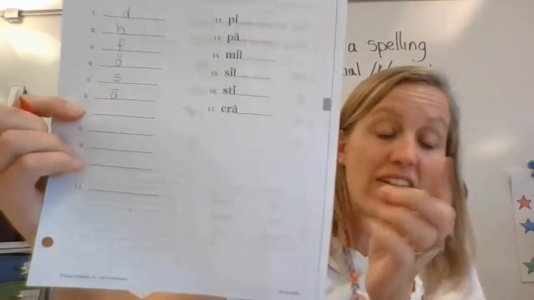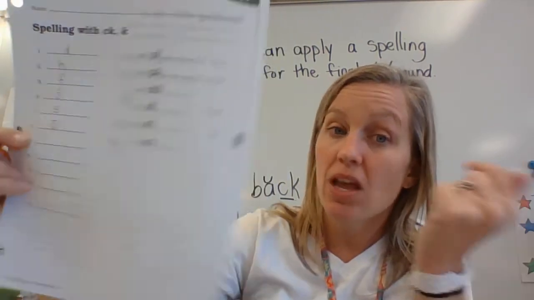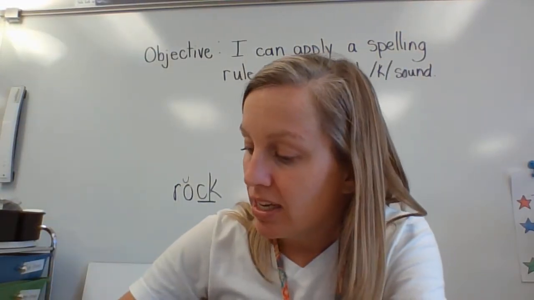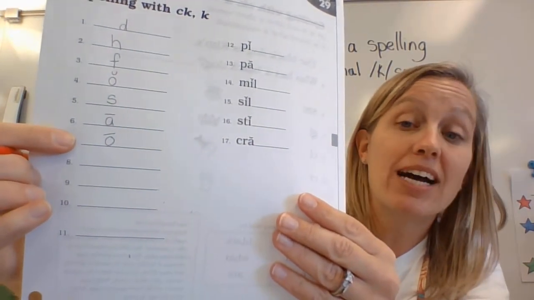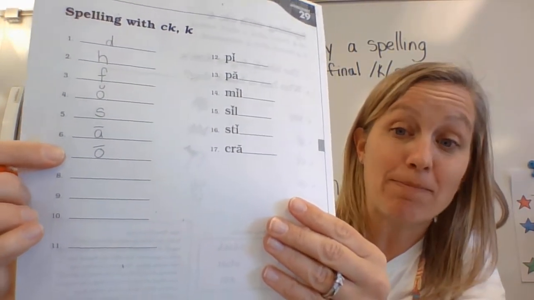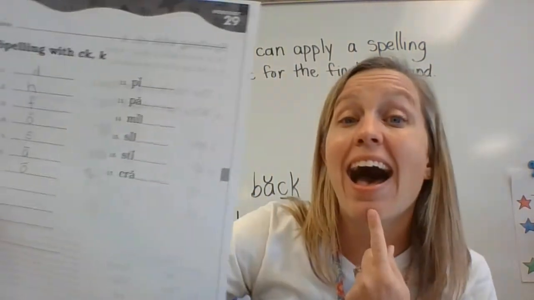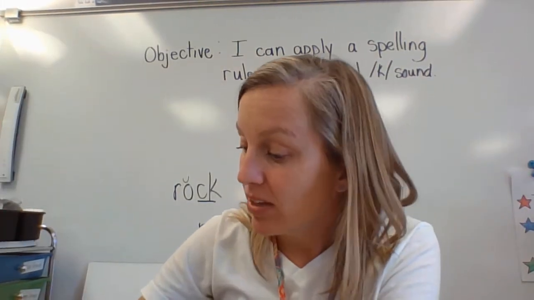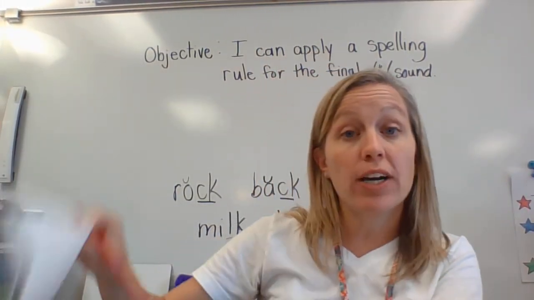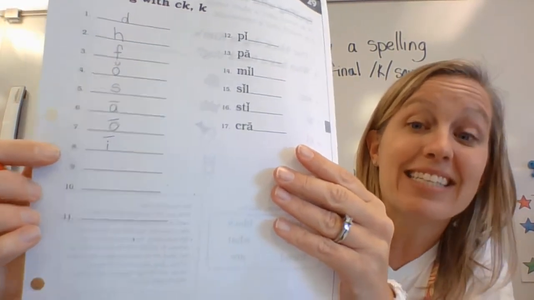Number 7, the sound is O. What letter? O. Write it. Is O long or short? It's long because it says its name. Number 8, the sound is I. What letter? I. Write it. Is I long or short? It's long because it says its name.